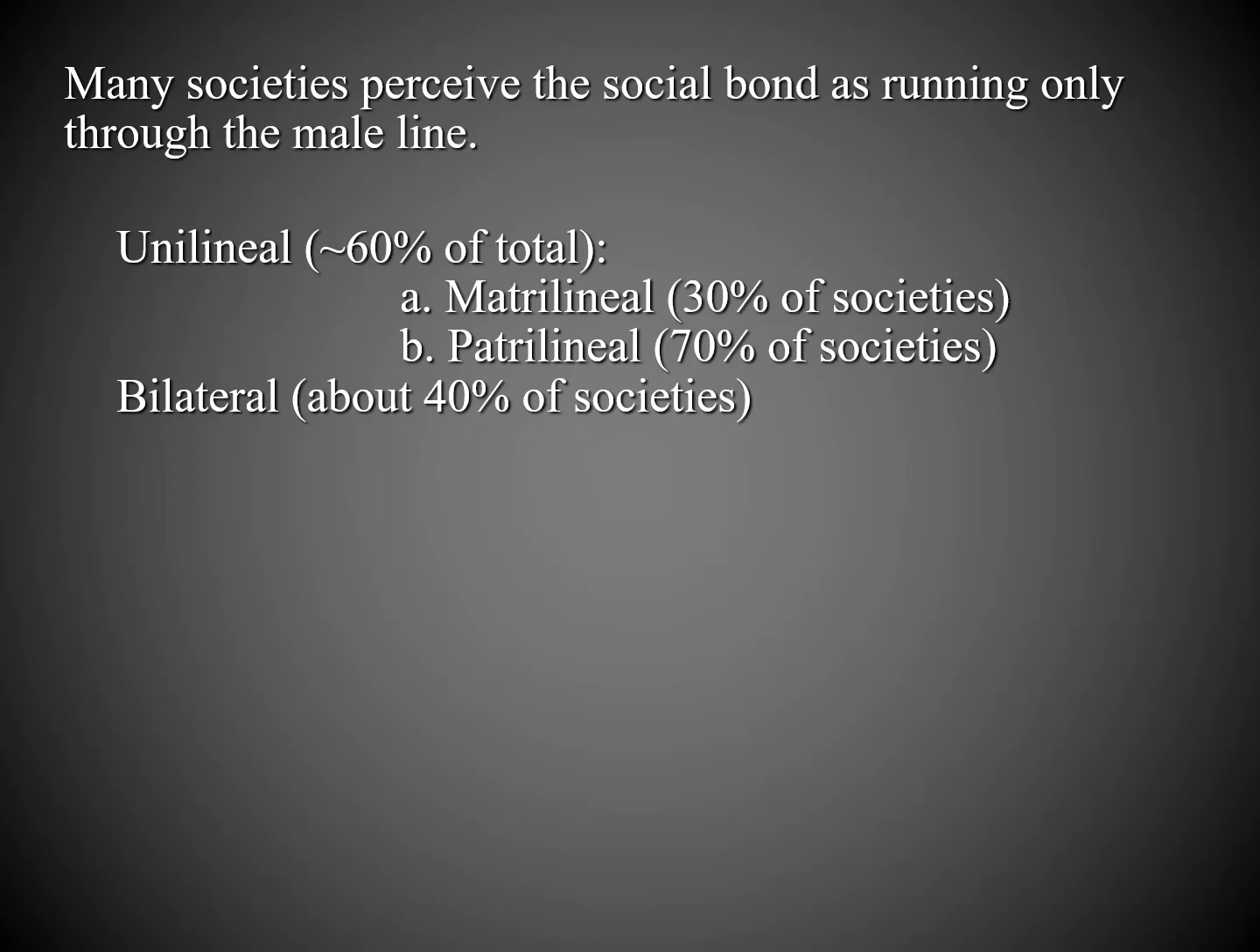60% are unilineal. Of that 60%, about a third are matrilineal. That's fairly a lot more unique compared to patrilineal, and about 70% of them are patrilineal. Only about 40% of all societies are bilateral, recognizing kin as equally important on both sides of the family.